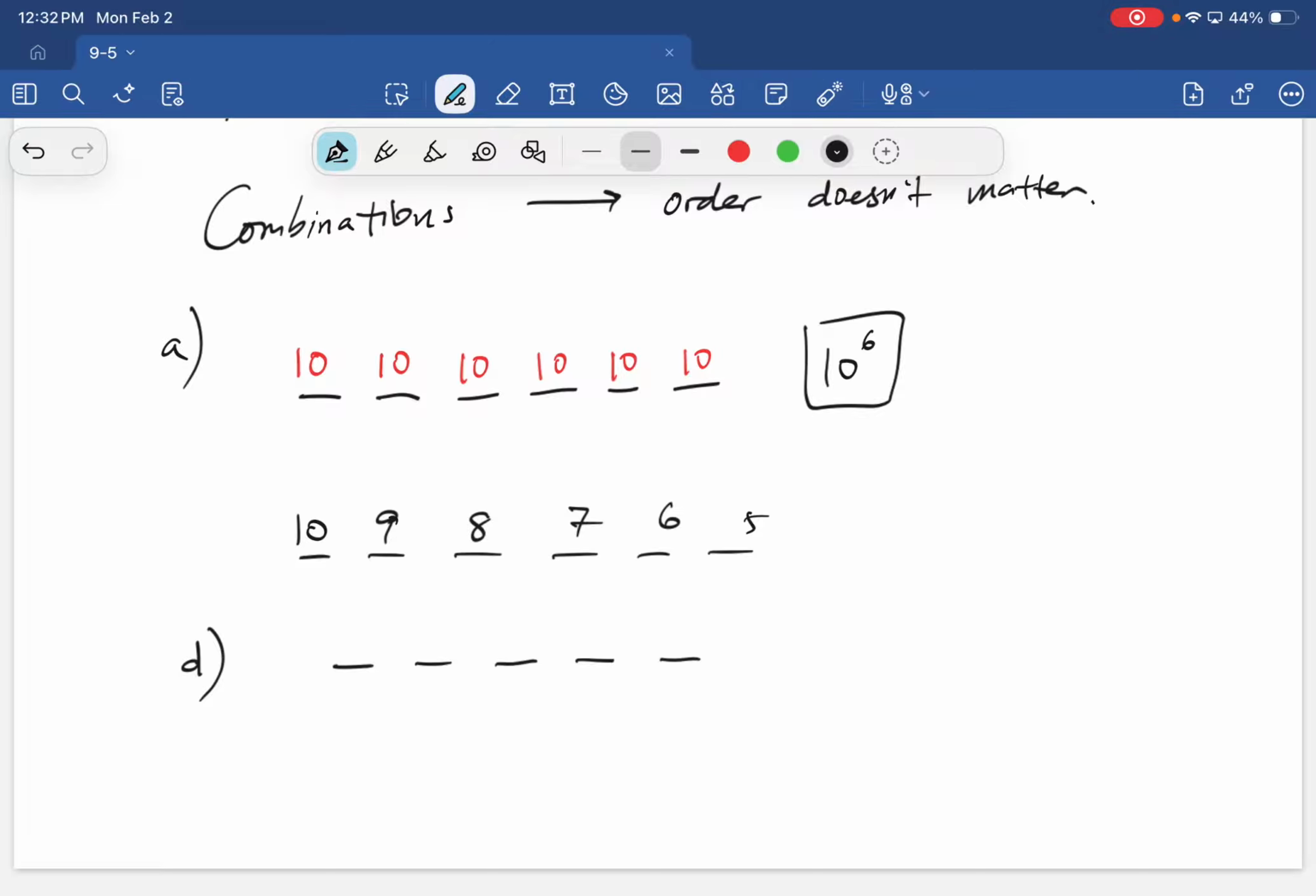Okay, I have one last thing to talk about, which is casework. What is casework? Sometimes you need to split your question into different cases, and when you have cases, you calculate the number of possibilities for every case, and then you add all the cases together.